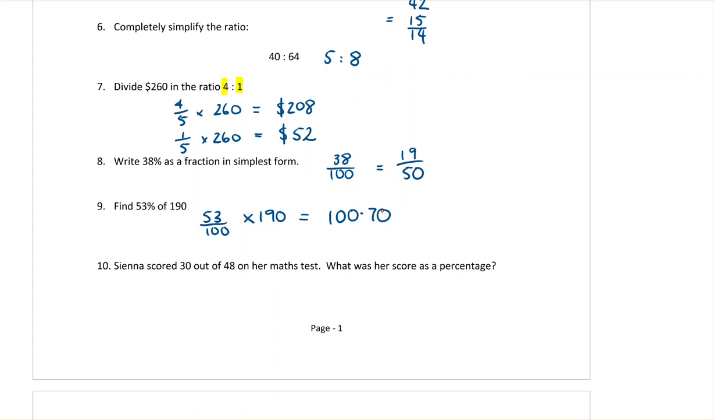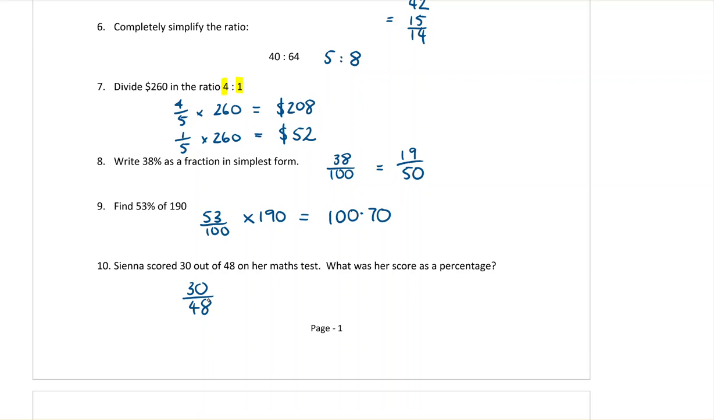Question 10. Sienna scored 30 out of 48 on her maths test. So how would you write that? If I was giving you a score on a test, I'd write that as a fraction, wouldn't I? I would go 30 out of 48. That's often what you see on the top of your test papers, your score written as a fraction.